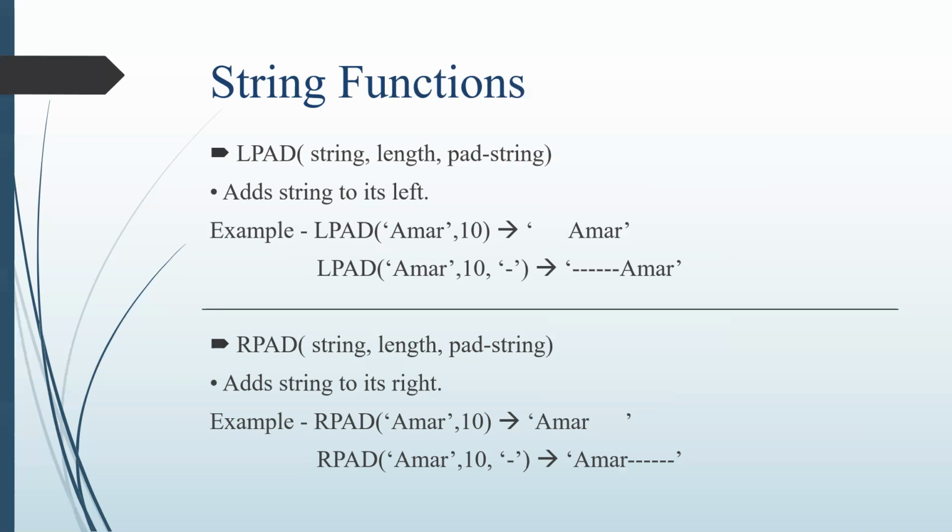In the first example, we are adding 10 spaces. By default, if we don't give any value for the pad string, it will take it as blank. In the second example, we are passing a value of dash. So it will append 6 dashes before Amar because the total length we are giving in the function is 10.